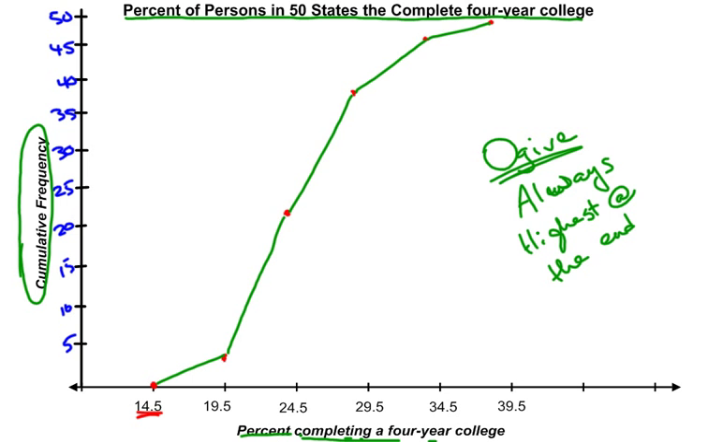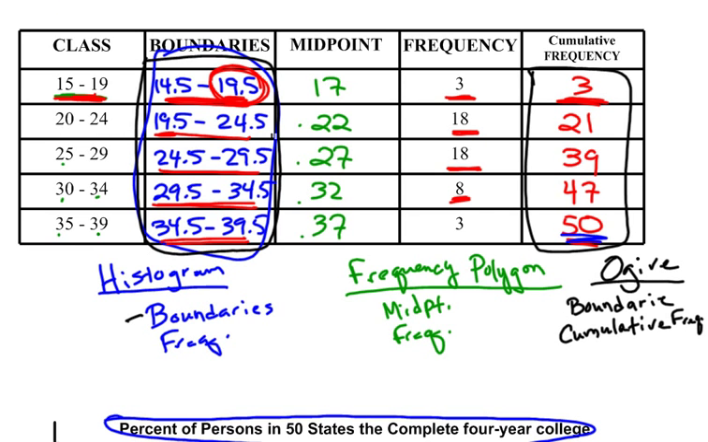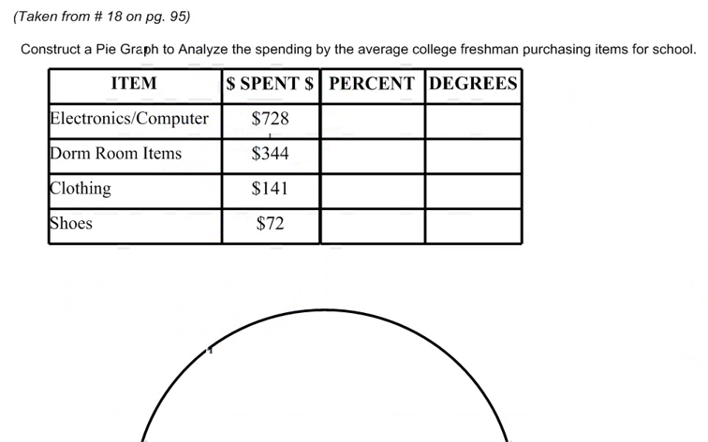Again, you want to make sure that you're paying close attention to what you use in each of the graphs. The histogram will always include the boundaries and the frequencies. The frequency polygon will always include the midpoints of each class and the frequencies. And then, of course, the ogive will always include the boundaries of each class with the cumulative frequencies. If you remember that and you know what each of those things is, you should be able to complete any of those graphs. Let's continue our review by looking at one more type of problem.